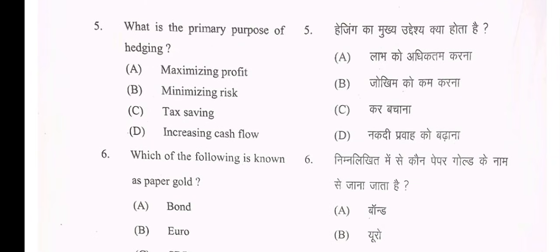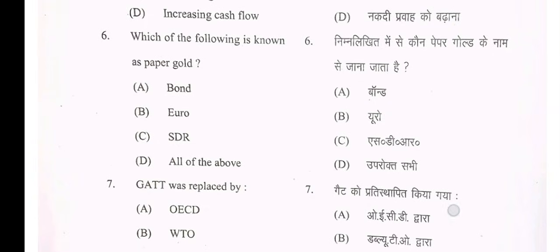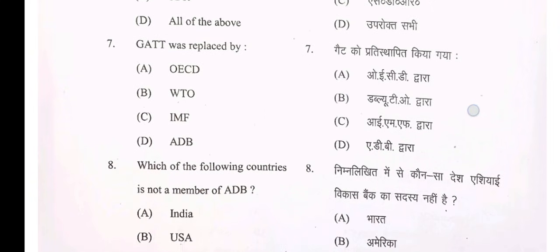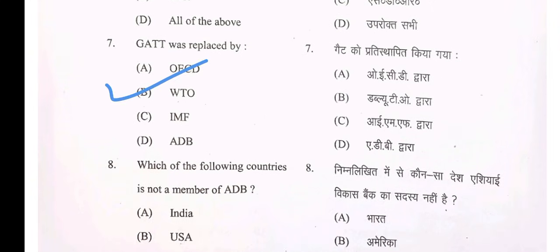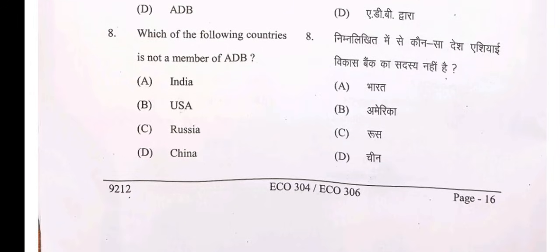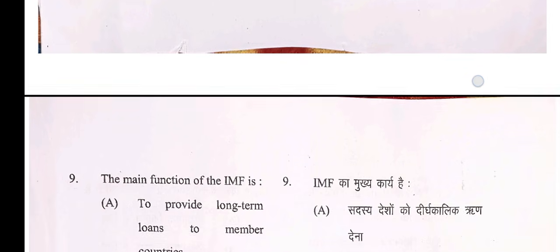What is the primary purpose of hedging? Minimizing risk. Which of the following is known as paper gold? Option B, all of the above. SDR, Euro bond. GATT was replaced by WTO. Option B. Which of the following countries is not a member of ADB? Russia, USA. Option B correct हो जाएगा.